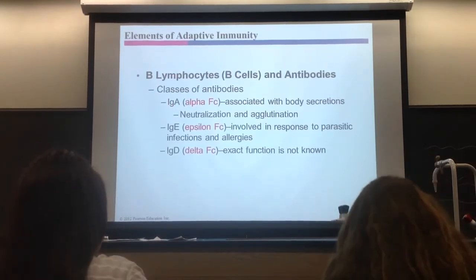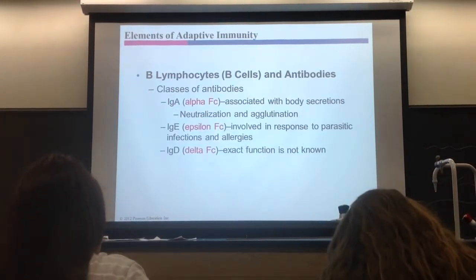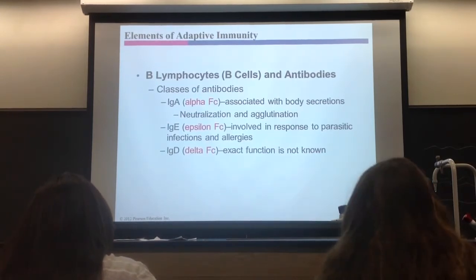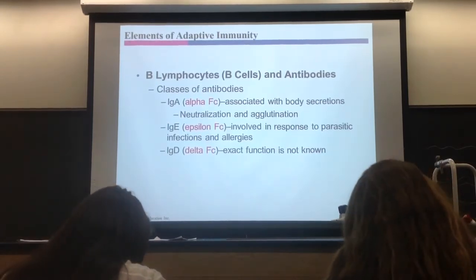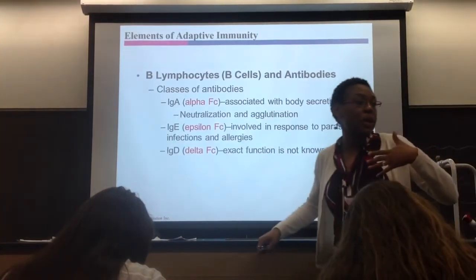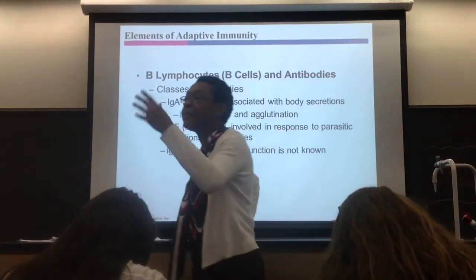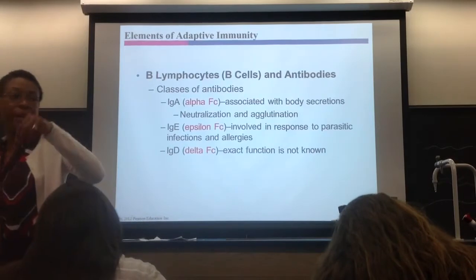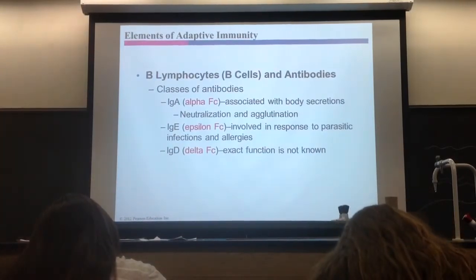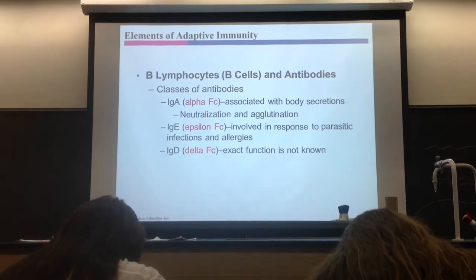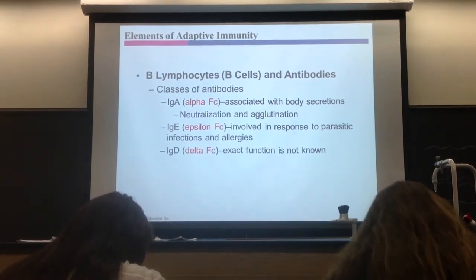Three more, real quick. IgA probably has the alpha Fc, okay? IgA is primarily found in bodily secretions like saliva or milk, for example. So I just mentioned it. IgA is secreted in milk. So if you're breastfeeding, it's really good because that's how newborns get some kind of protection. They get IgA in the breast milk. So it's really important.